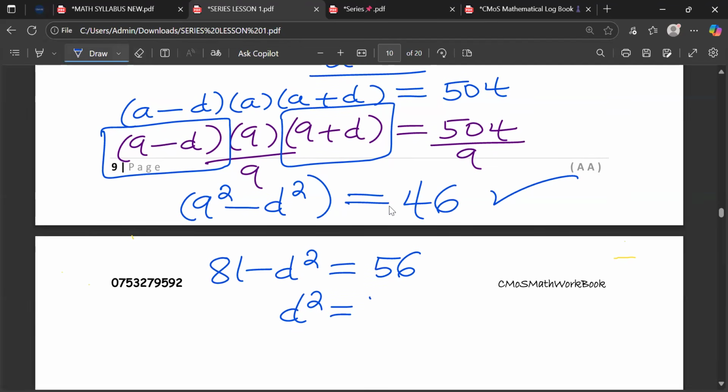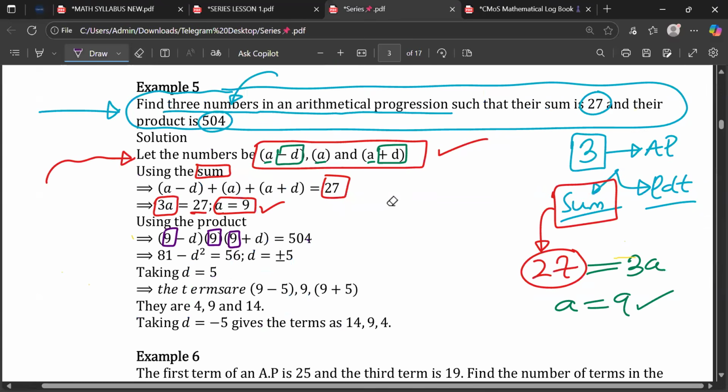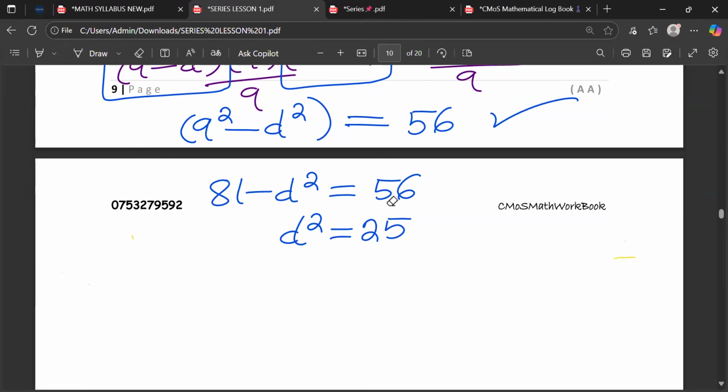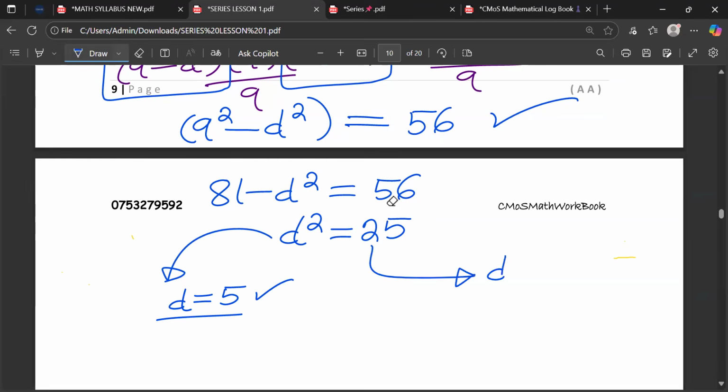But am I getting the right thing? I think I'm tired. What do you get? But was the product 504? Yes. What do I get? Is it 56? Then here we get 25. Then you all know the square root. The square root is either positive or negative.